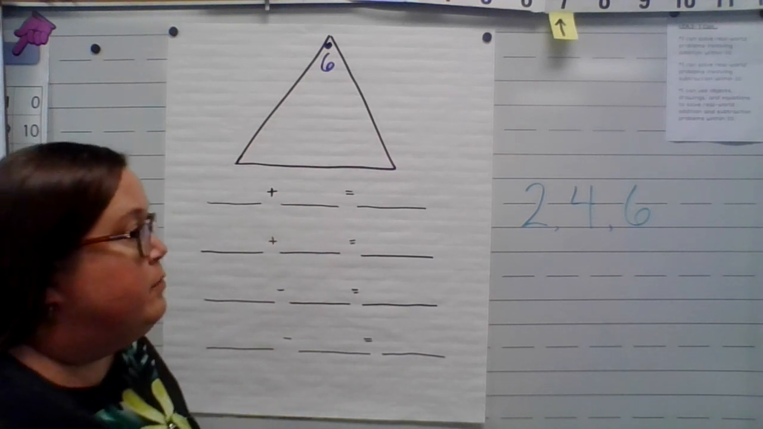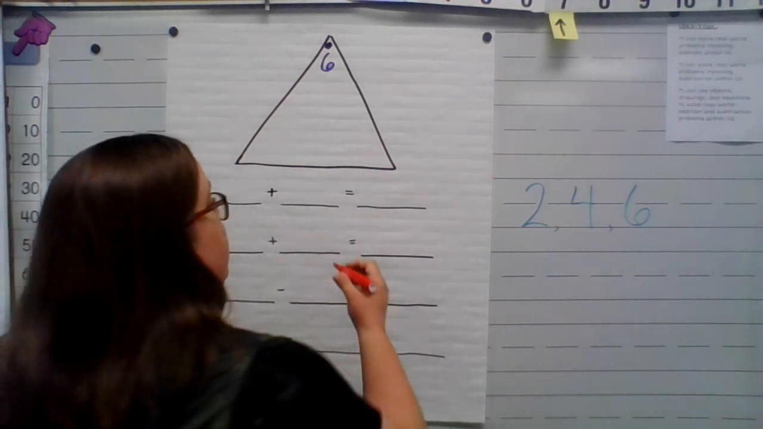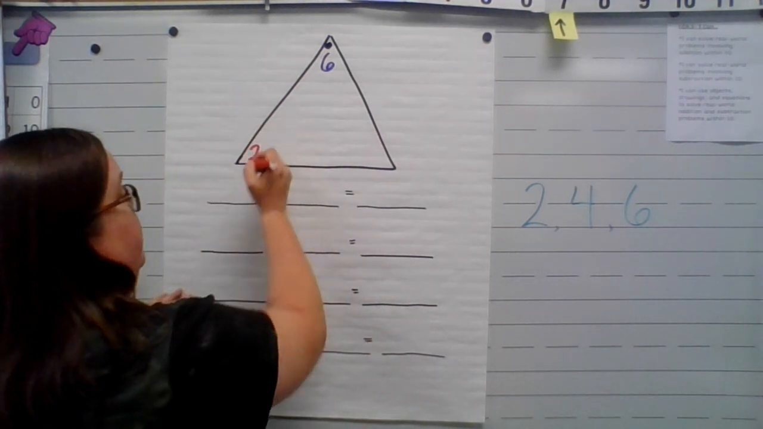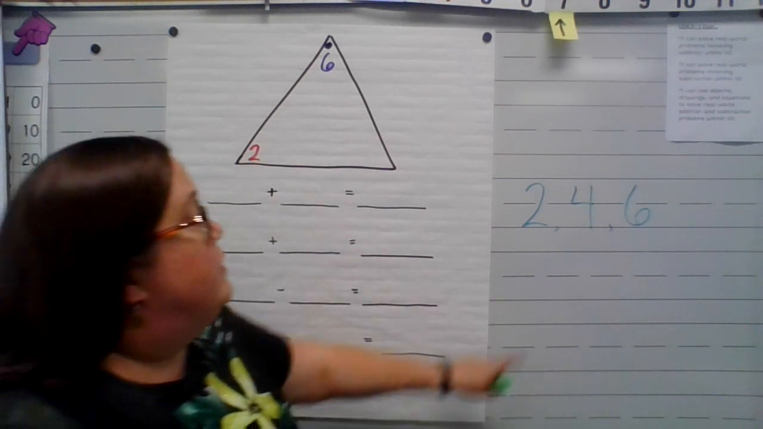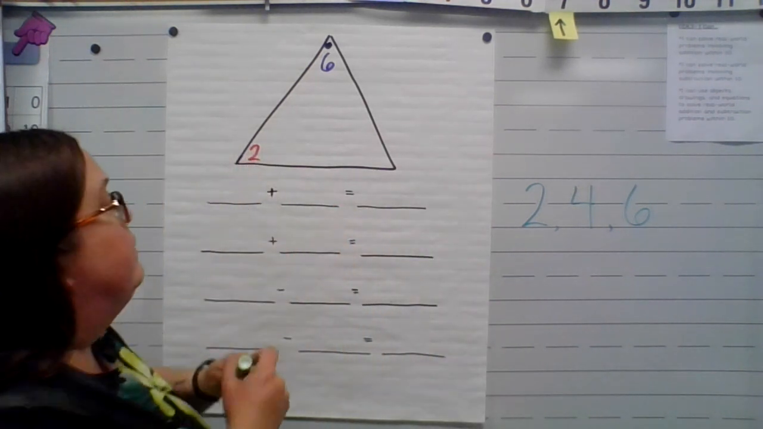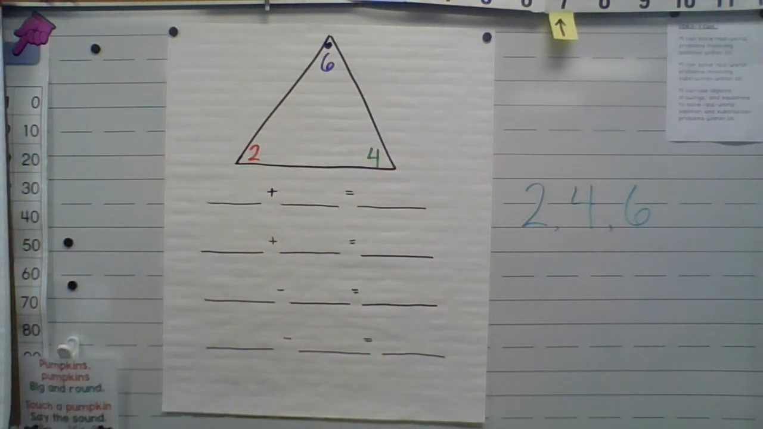I'll switch colors. We'll do the 2 next. The 2 will be red, and I'll put the 2 here. And then that leaves the 4. The 4 is going to be green. Put the 4 there.